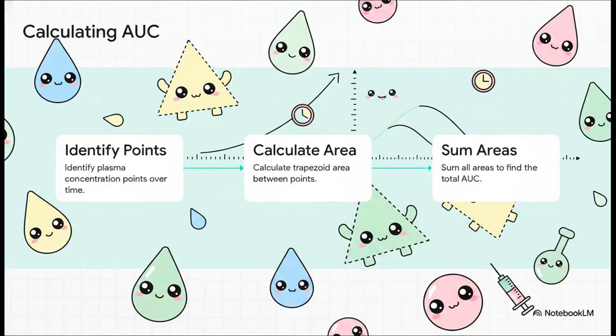But wait, how do they actually measure that total exposure area? Well, they use a surprisingly simple math trick called the Trapezoidal Rule. Because a drug concentration curve is, well, a curve, you can't just use basic square geometry. Instead, they take specific blood samples over time. These are your plasma concentration points, CP1 and CP2.